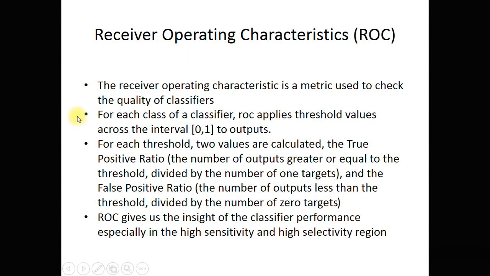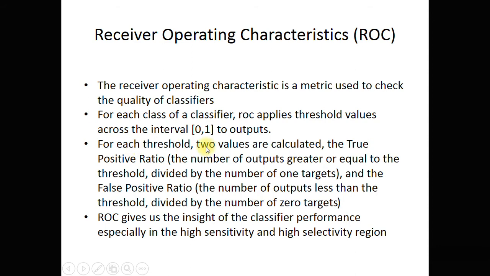Another interesting metric is called the receiver operating characteristic, or ROC. The receiver operating characteristic is a metric used to check the quality of the classifier. For each class of a classifier, ROC applies some threshold values across the interval 0 to 1 to the output. Remember, we are talking about the output of the classifier now.